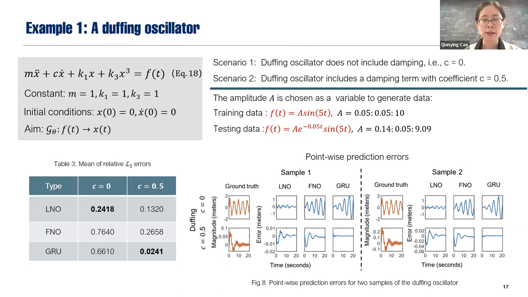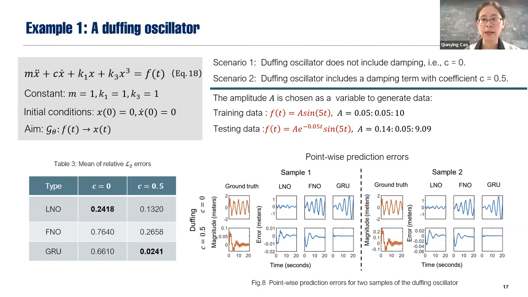To generate training samples to train LNO, we consider a sinusoidal force, where the amplitude A belongs to the range from 0.05 to 10 with an interval delta A equals 0.05. Therefore, the number of training examples equals 200. Each sample is discretized into 2048 temporal points, and the time interval is 0.01 seconds. The response is calculated by an ODE solver, ODE45 in MATLAB.